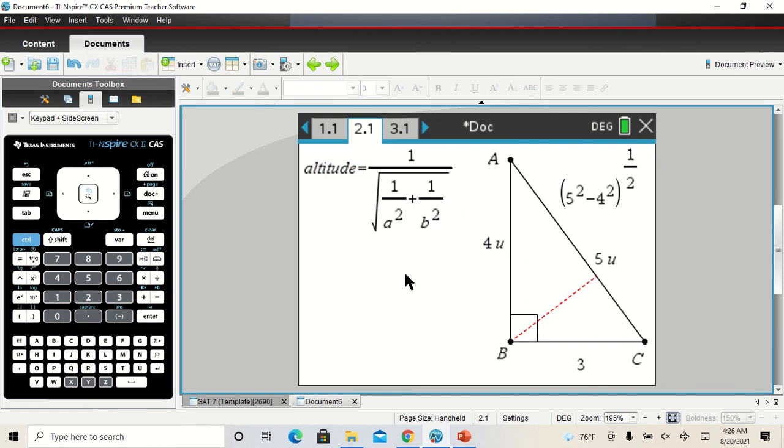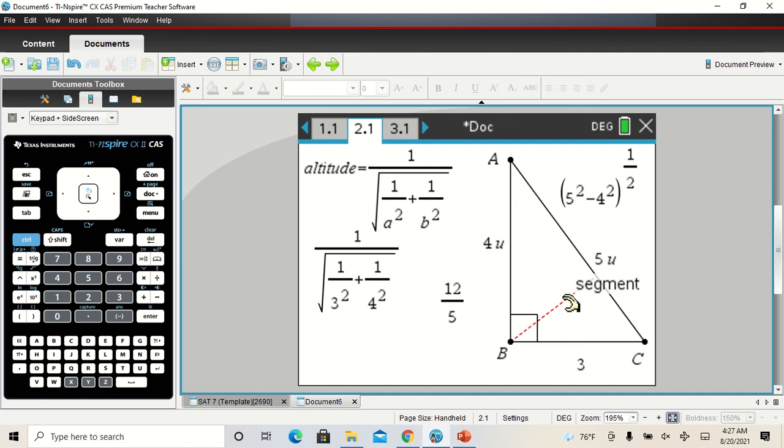Now, if I use this formula, it should give me that height. So I'm going to do a little bit of cheating and copy it. Get rid of this. My A value we determined to be 3. My B value we determined to be 4. So now all I'm going to do is just calculate it. And it gave me this thing, which is 12 over 5. That should be the height.